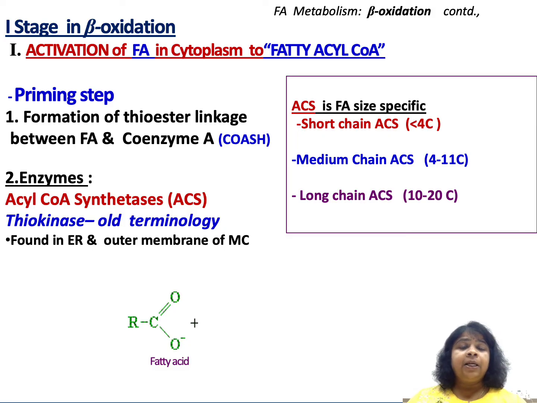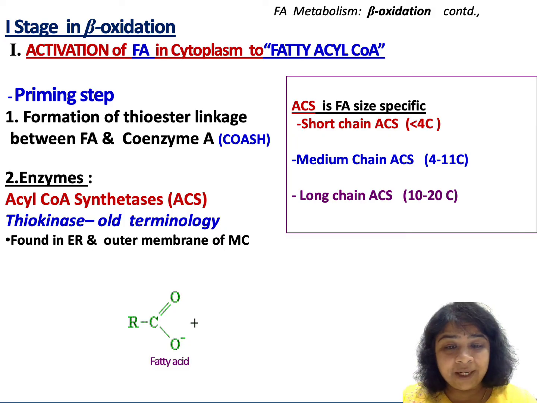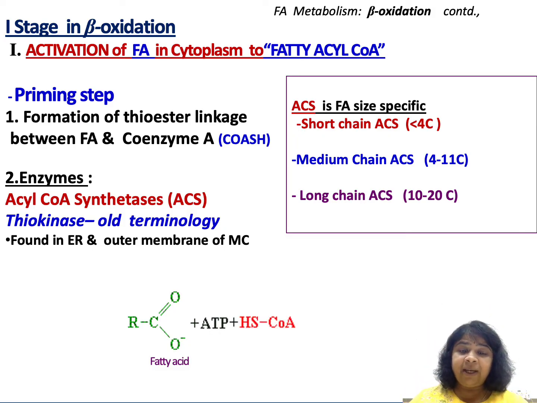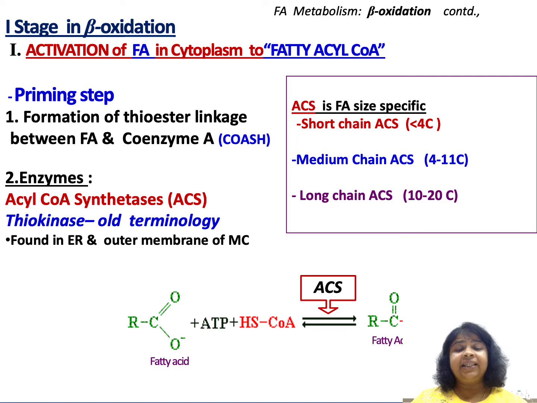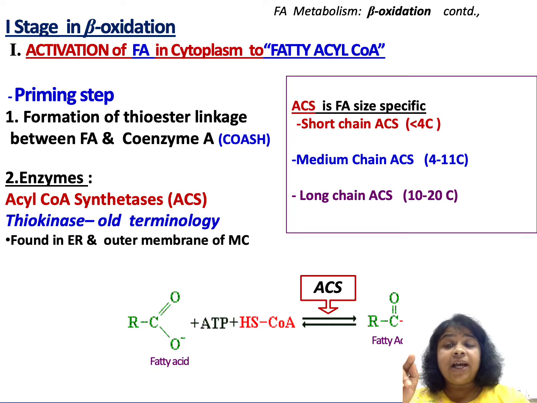So we have short chain acyl CoA synthetases, medium chain acyl CoA synthetases and long chain acyl CoA synthetases. So fatty acid requires energy, so we have ATP and requires coenzyme A. Enzyme is acyl CoA synthetase and this converts the fatty acid to acyl CoA and ATP is converted to AMP and inorganic pyrophosphate is released in this step.